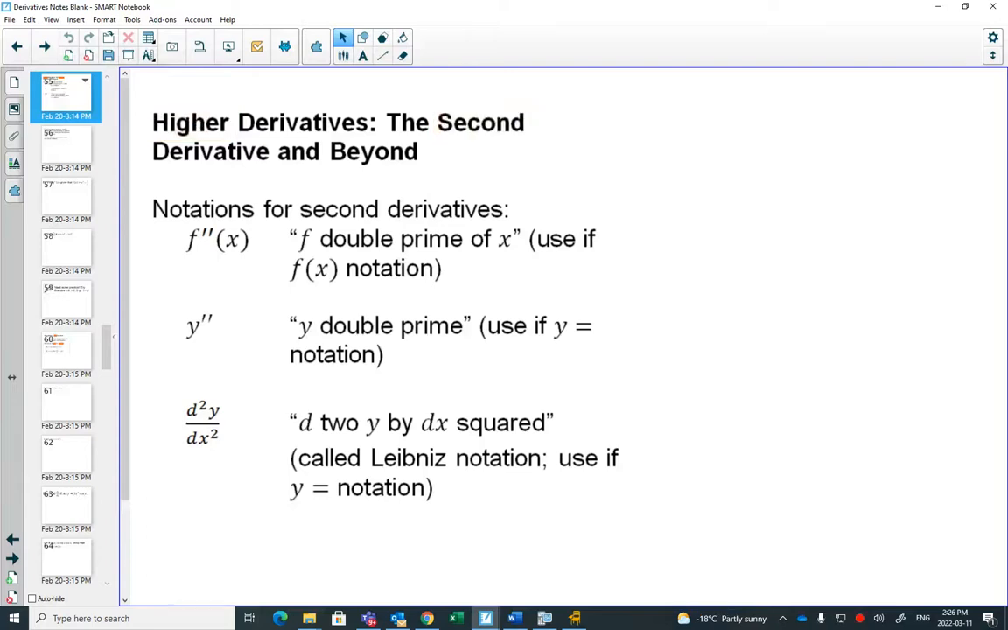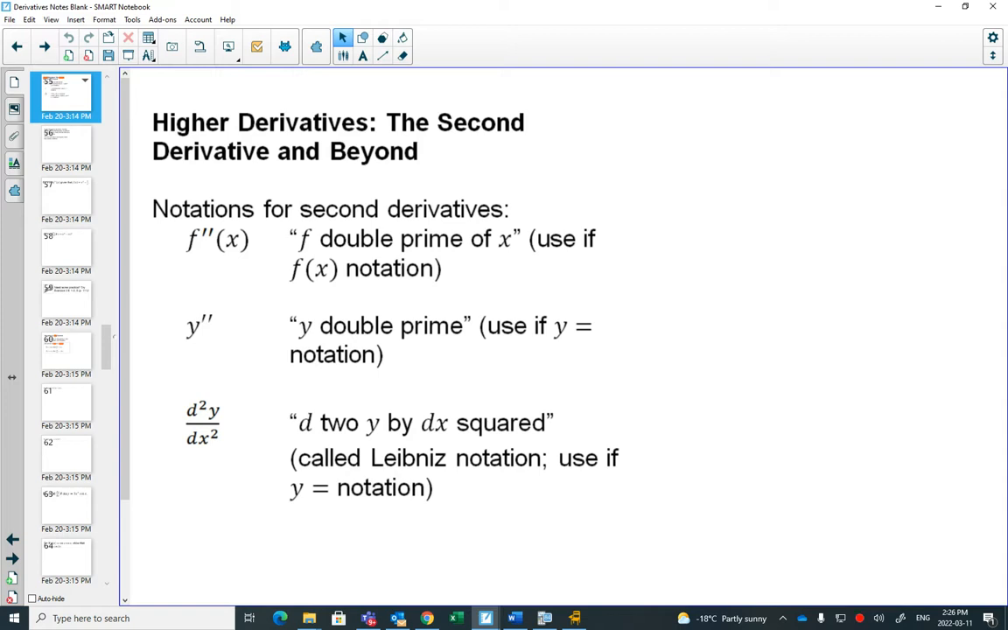Higher derivatives, the second derivative, and beyond. Everything we've been doing so far has been the first derivative. We've just called it the derivative. I don't know, have we used the word first derivative? No. But since it's the first one we did, it is sometimes called the first derivative. And then you have second derivatives and third derivatives and so on and so forth.